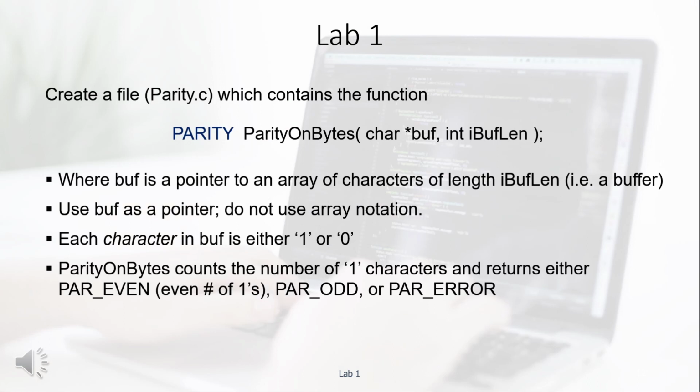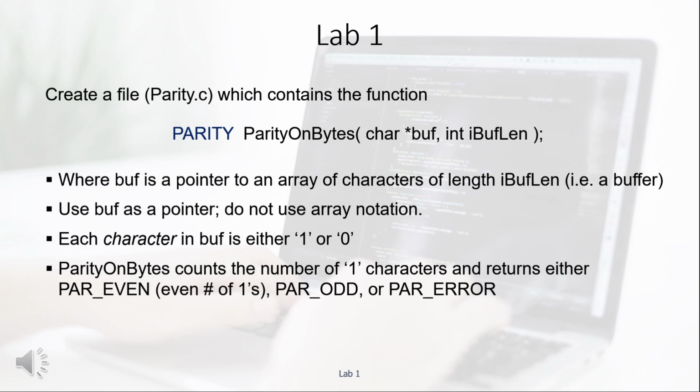Your goal in this lab is to write a function. This function is called parity on bytes, and you must use this name as well as the inputs given. You have a pointer to a character array and the length of characters in that array. This is basically a buffer. Buff is a pointer to an array of characters, and the maximum number of characters that can be stored in this buffer is iBuffLen. This protects against buffer overflow.